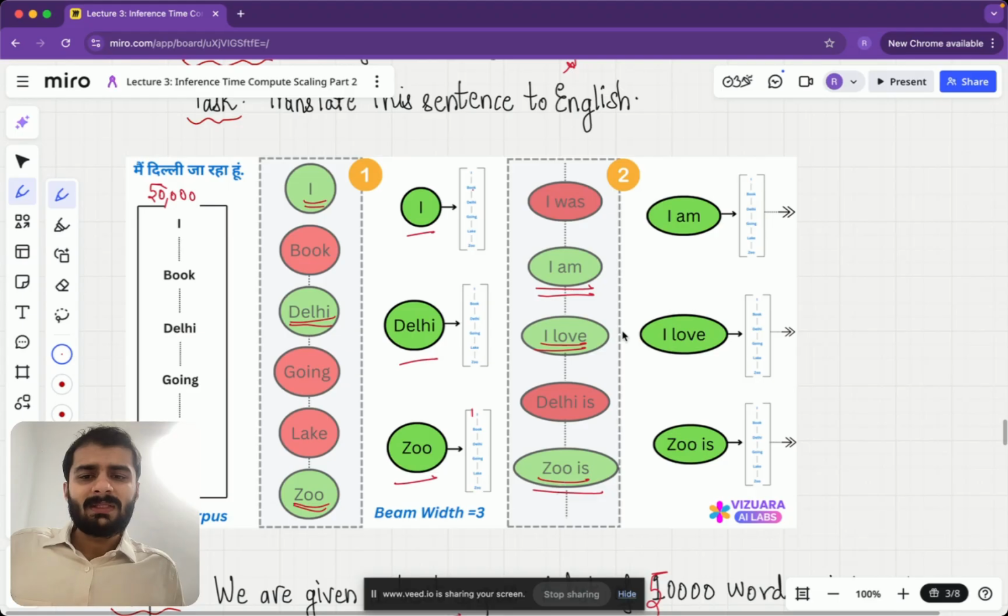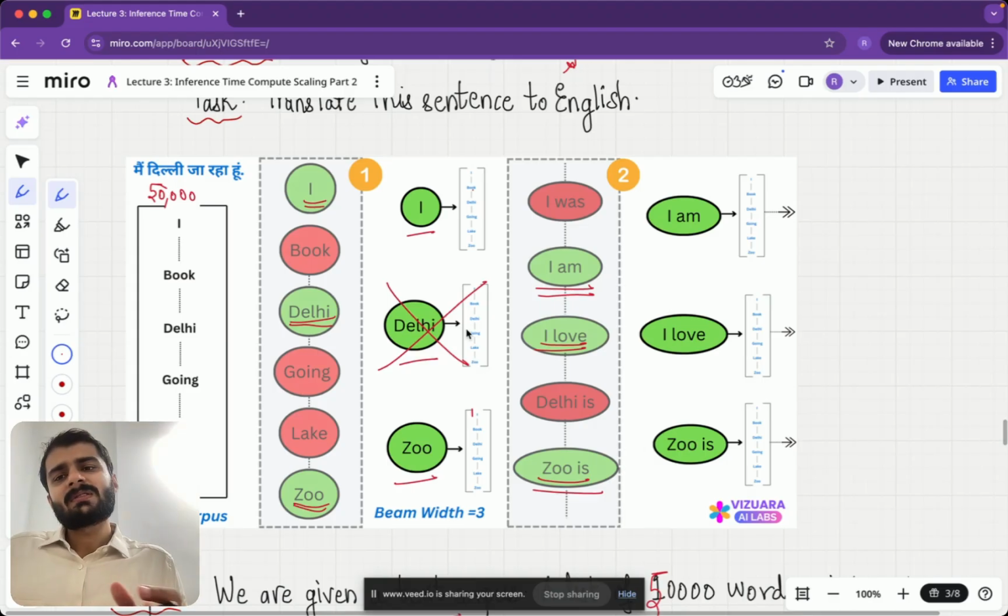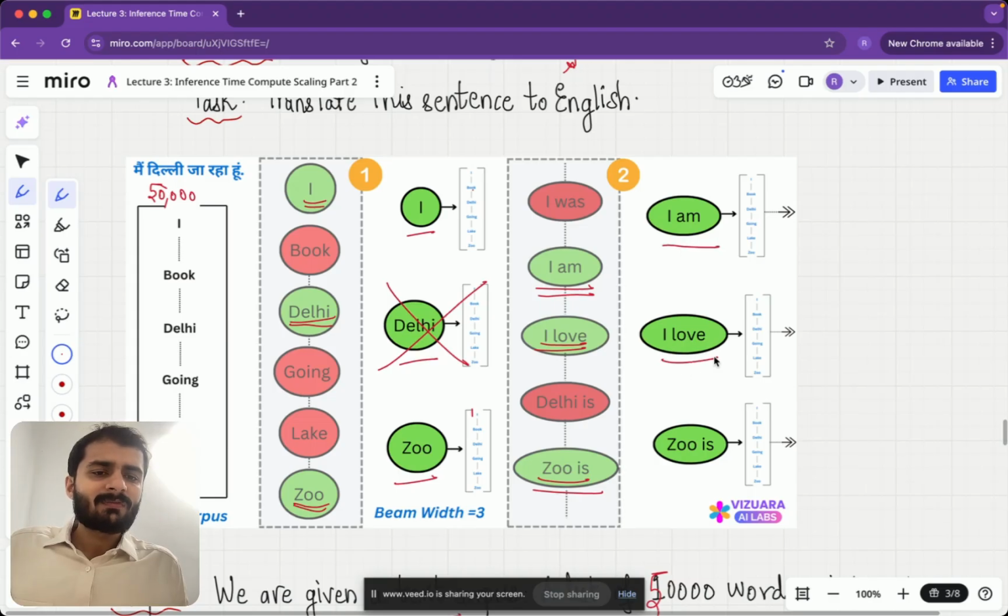Okay, so now one thing you can immediately notice from this is that there is no Delhi here, so you can actually completely eliminate this Delhi. So that reduces the chances of the first word from three to only two. That is, the first word can either be I or zoo, it cannot be Delhi. Okay, now in the next step, what we do is we again pass these combinations of three to 50,000, 50,000, and 50,000. So again, we evaluate across 1,50,000 combinations.